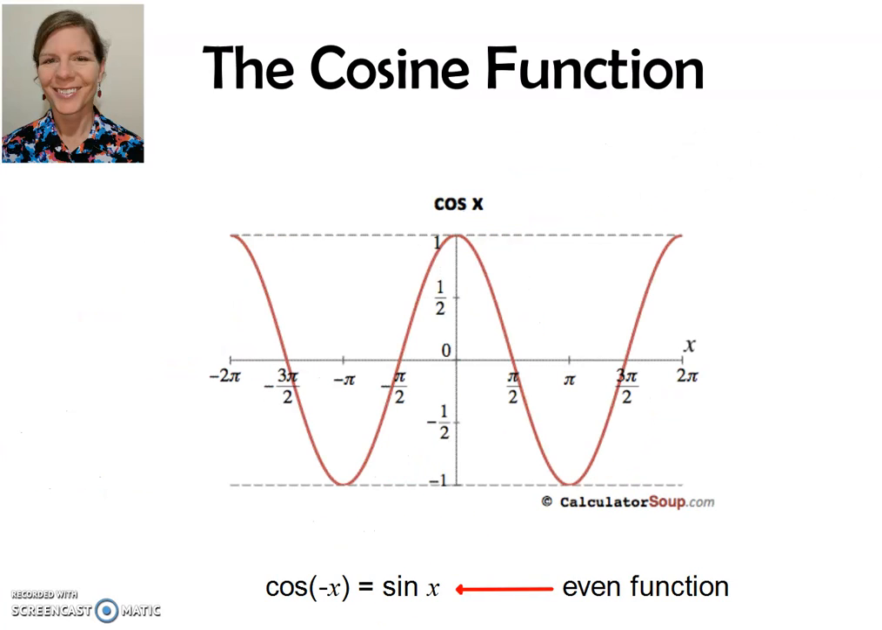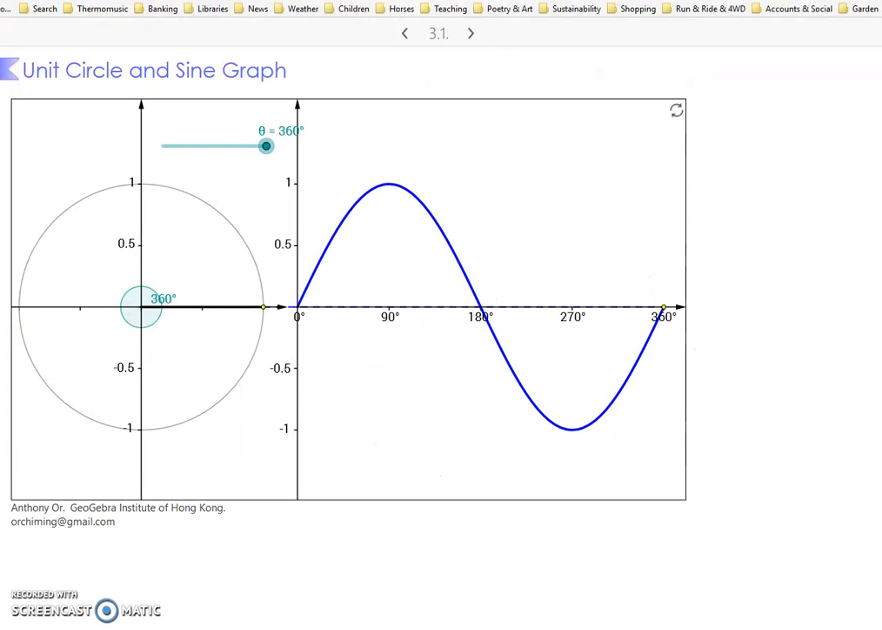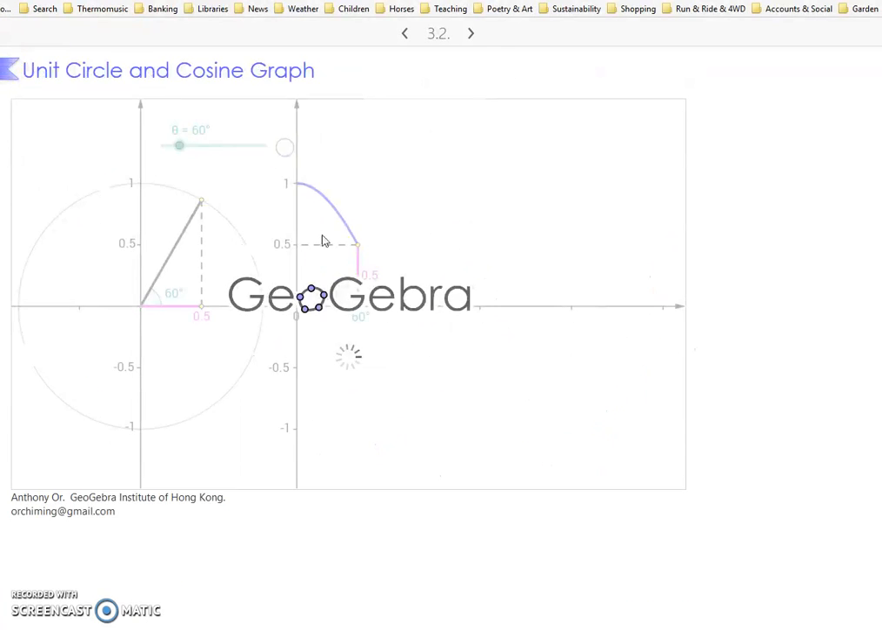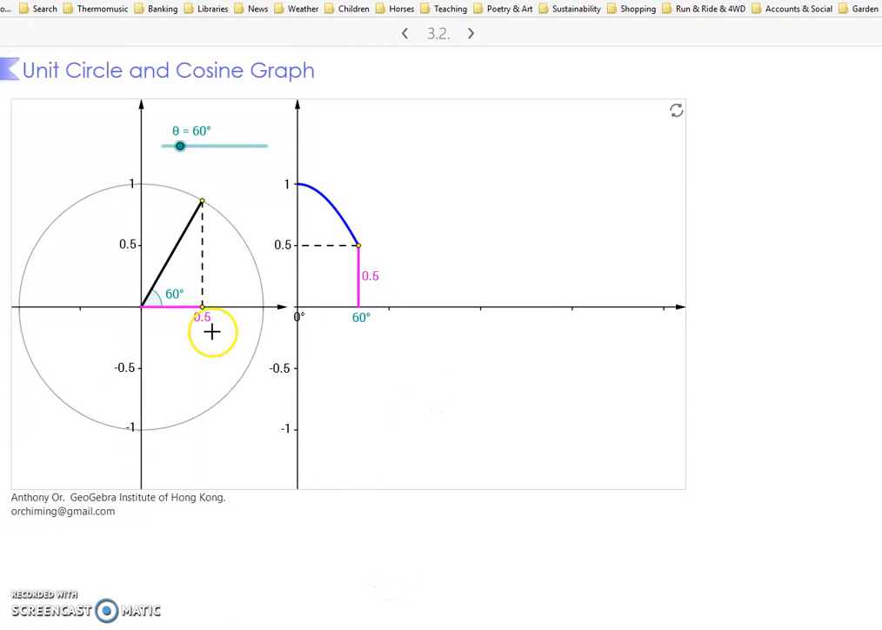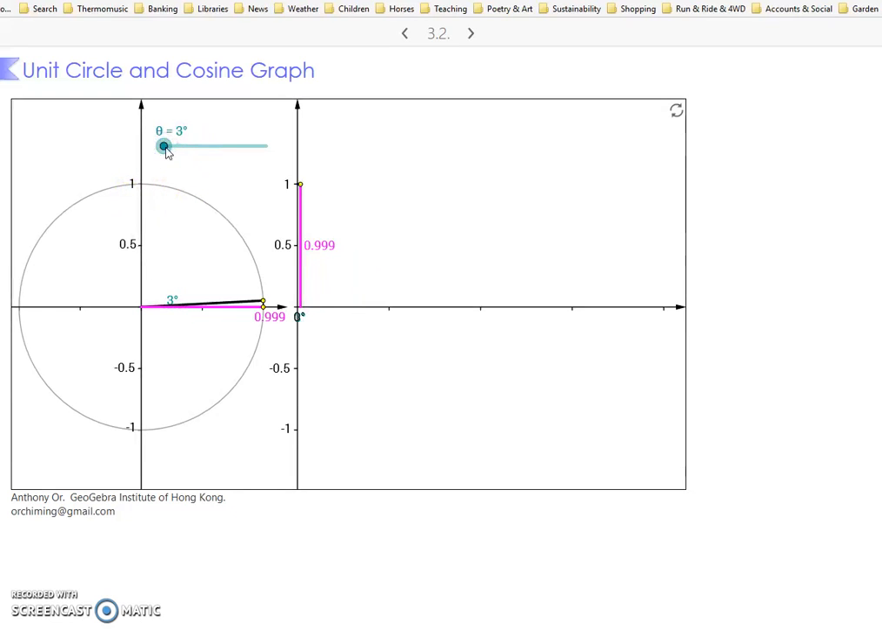Alright, so the next one's the cosine function. Let's jump back over to GeoGebra and have a look at that one as well. So we've got cosine. So much the same. Of course, now we're measuring the x distance. This one's a little bit trickier to see, I guess, because what you're actually measuring on the y-axis is the x distance. It's a little bit hard to see there, but it's the same deal.